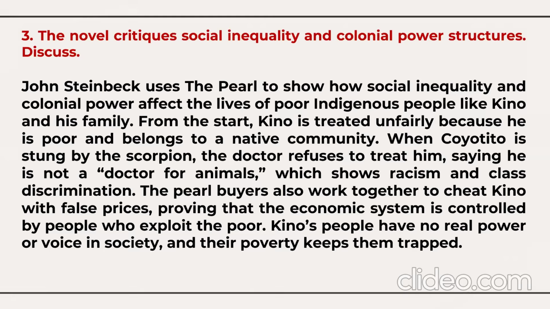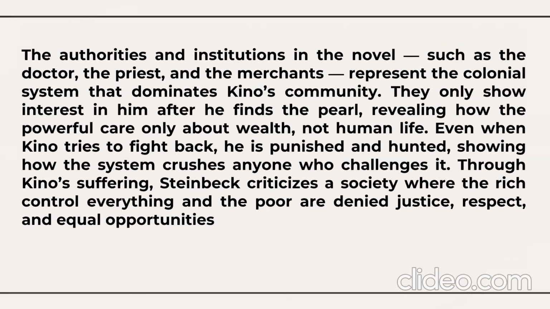The pearl buyers also work together to cheat Kino with very false prices. That shows that the economic system is controlled by people who exploit the poor. Kino's people have no real power, no real voice in society. Their poverty keeps them trapped. The authorities and institutions in the novel, for example the doctor, the priest, and the merchants, all represent the colonial system that dominates Kino's community.